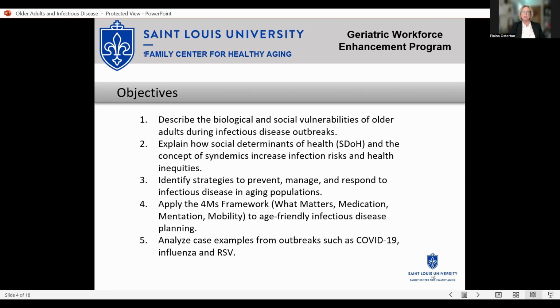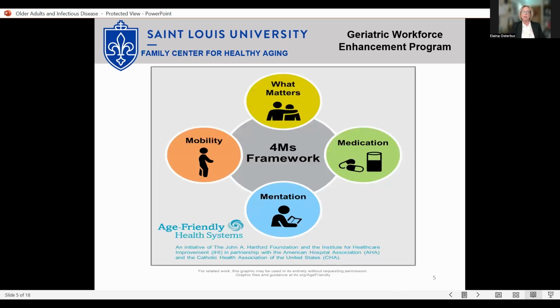By the end of the session, you will be able to describe the biological and social vulnerabilities of older adults during infectious disease outbreaks, explain how social determinants of health and the concept of syndemics increase infection risks and health inequities, identify strategies to prevent, manage, and respond to infectious disease in older populations, apply the Forum's framework, which is what matters, medication, mentation, mobility, to age-friendly infectious disease planning, and also analyze case examples from outbreaks such as COVID-19, influenza, and RSV.